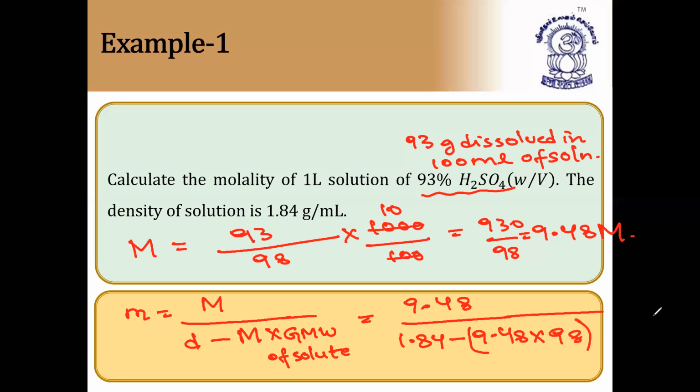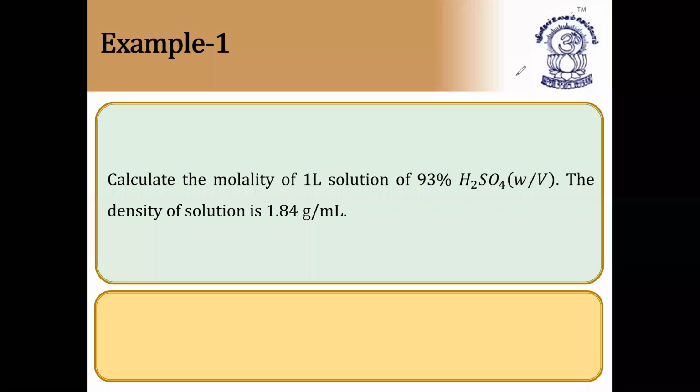First let us see 9.48 into 98, which is equal to 929.04. So you'll get the answer directly. Now after substituting this, you'll get the answer. Molality is equal to 1.043.